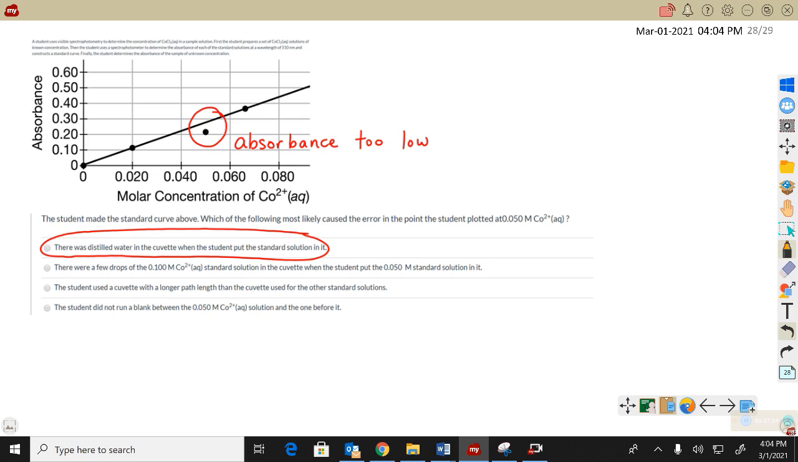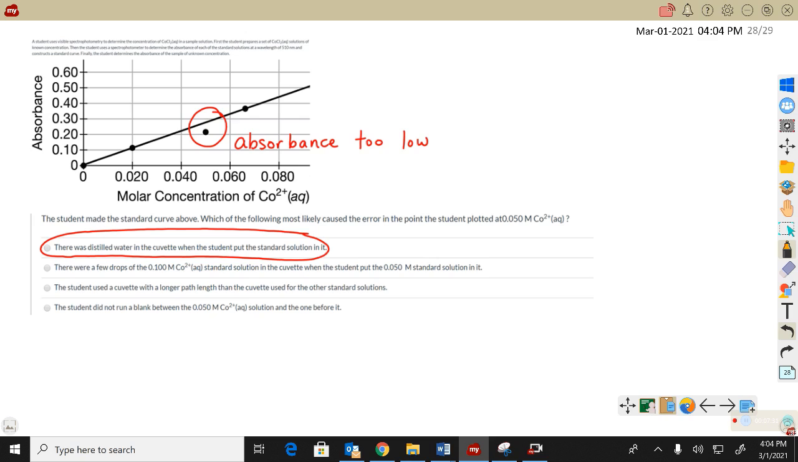The second choice, a few drops of the 0.1 molar cobalt ion standard in the cuvette when the student put in the 0.05 molar standard. So again, maybe they didn't rinse out a previous solution well, but if the previous solution were more concentrated, I would have expected the error to be in that the concentration here would be too high, or I should say the absorbance would be too high.